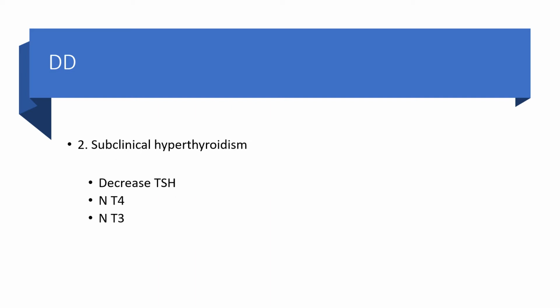Another differential diagnosis is subclinical hyperthyroidism. In that case, you have decreased thyroid stimulating hormone, normal T4, normal T3. The treatment and diagnosis have been explained. If you check all these series, you're going to find them.